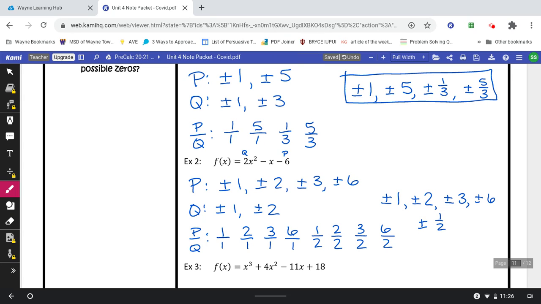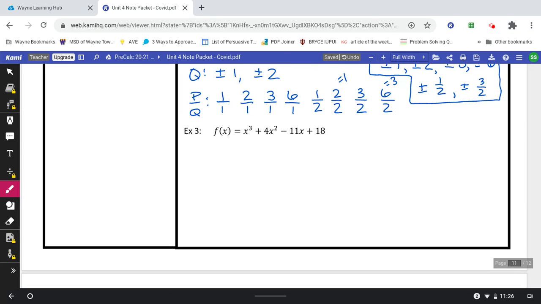Now this 2 over 2 right here, 2 divided by 2 is 1, but I already have 1 on the list right here, so I don't need to write it again on my list. Then I move over to 3 over 2, and then 6 over 2 becomes 3, which I, again, already have on my list. So no need to write your answers again. So just put a box around this final list of numbers. These are my maybe answers. They're not definitely answers. We would have to check them to see which ones work.